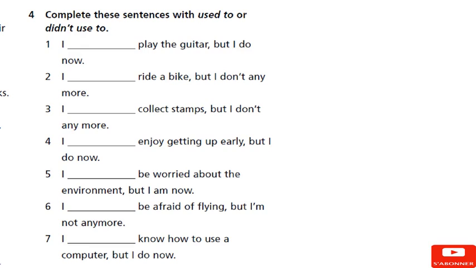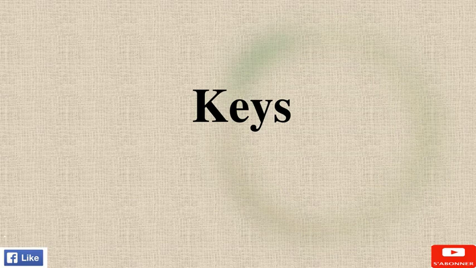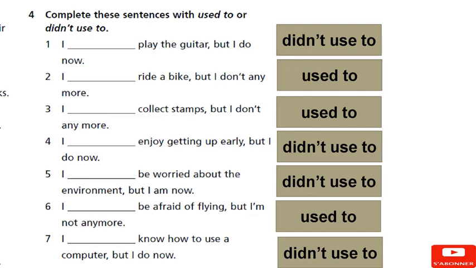Here we notice that in each sentence the first part is the opposite of the second. Number 3, I used to collect stamps. Stamps are postage stamps. But I don't anymore. Number 4, I didn't used to enjoy getting up early but I do now.